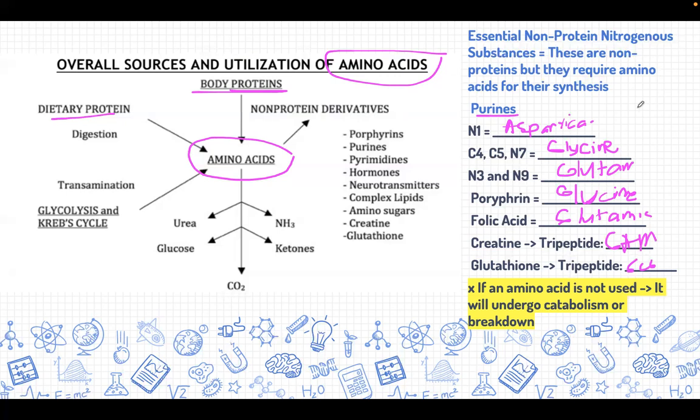Okay? Sa right side naman natin, ito naman yung mga tinatawag nating essential non-protein nitrogenous substances. These are non-proteins but they require amino acids for their synthesis. Please do take note that if an amino acid is not used, it will undergo catabolism or breakdown. Pag sinabing catabolism, breaking down of a molecule or a substance.